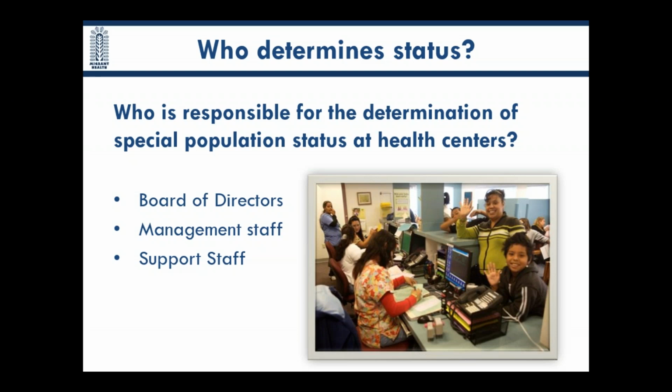The management team has a responsibility to implement board policies by establishing processes, train staff, and monitor compliance. And then support staff not only have the responsibility to follow the established policies and procedures and accomplish the assigned registration tasks, but also have the responsibility to provide feedback to management related to patient difficulties around the registration process and other suggestions for improvement as well. So as you can see, the process for determining special population status is a job for everyone, and we all have a role in it.